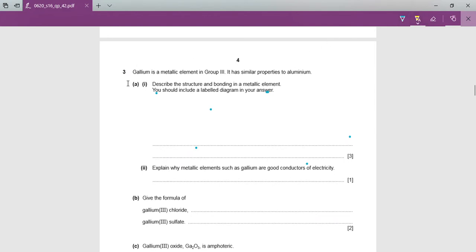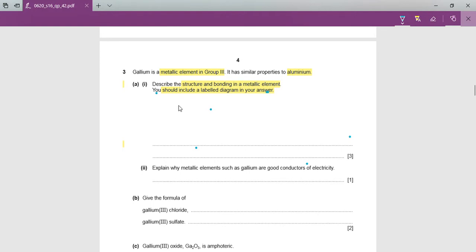Question 3 says gallium is a metallic element in group 3. It has similar properties to aluminium, or aluminum, depending on where you come from. So it's a metallic element, so there are some properties we need to be aware of, which will come later in part 2. The first part is straightforward. You have to describe the structure and bonding in a metallic element. You should include a labelled diagram, but I believe that's not necessary, as if you can explain the points, you'd get the marks anyway. It says should, but it would be easier if you draw it.